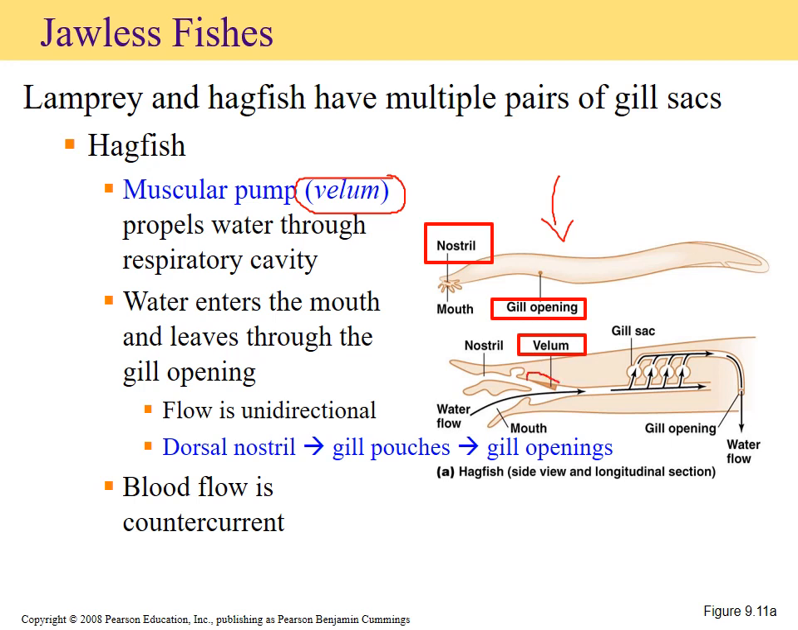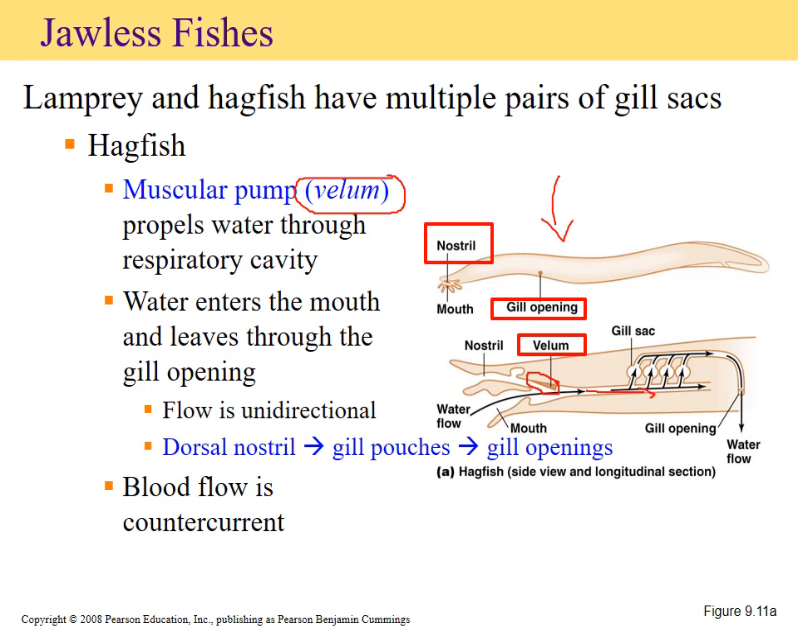You can see it right over here. And when it comes to directional flow, we're going to see that water will enter into the mouth, or the dorsals. It will go ahead and pass the velum, and the velum will keep pumping to generate a pressure so that the water can keep flowing internally.